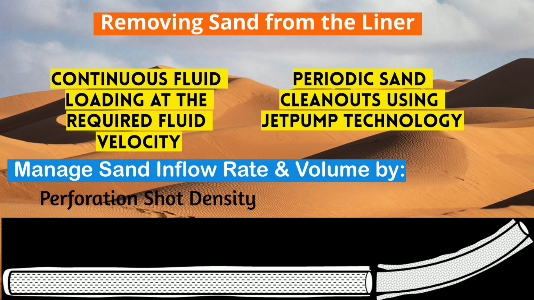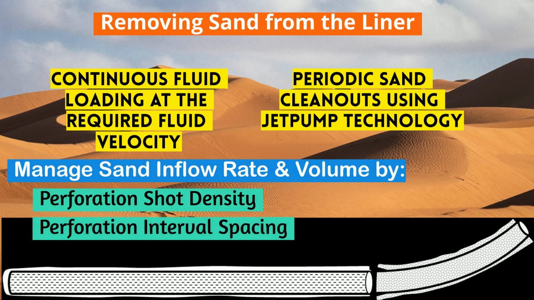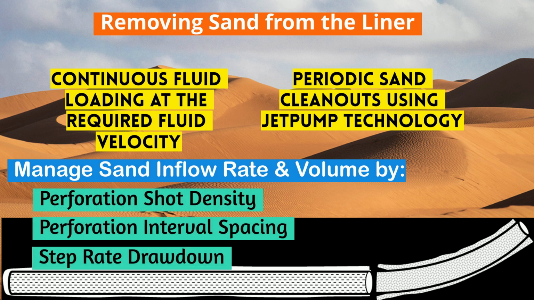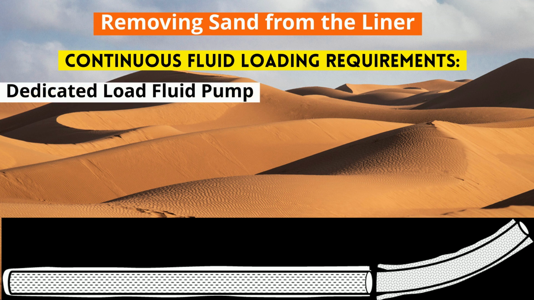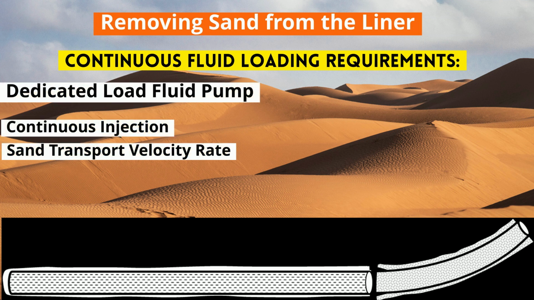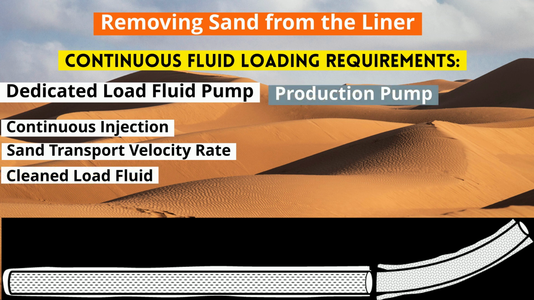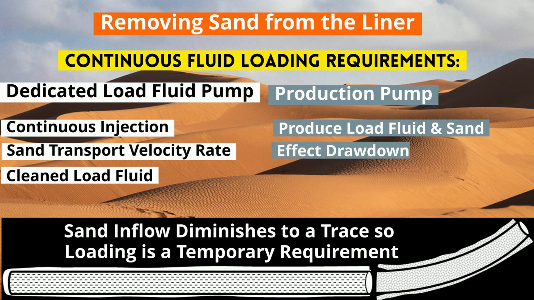Shot density, perforation interval spacing, and drawdown steps provide an operator with the means to manage sand inflow rate and volume. Successful fluid loading requires a dedicated load fluid pump for continuous injection at a rate required to achieve sand transport velocity, in addition to a production pump with the capacity to produce load fluid and sand, plus effect drawdown on the well.